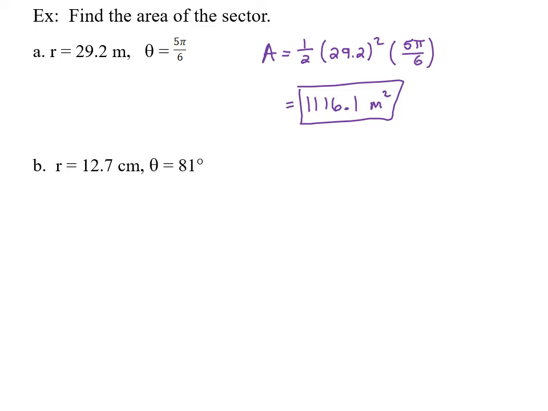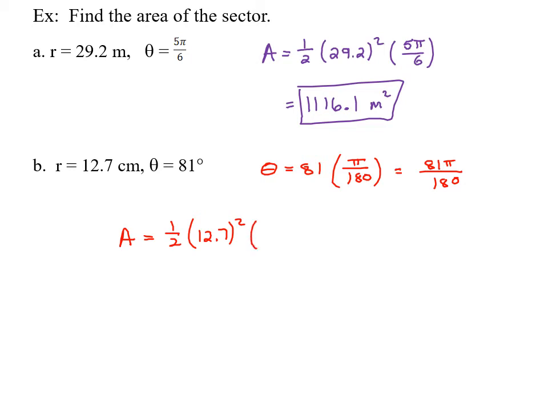Now the second one, part B, you have an angle that's in degrees. I can't have that in degrees. So I'm going to have to take this angle of 81 and multiply it by pi over 180. You have to be in radians. And so you could leave it just 81 pi over 180, or you can simplify it. 9 will go into both of them if you want to. I'm not going to worry about it. We're going to put it in the calculator anyway. So my area will be 1/2 times the radius, 12.7 squared, times the angle, which is 81 pi divided by 180.